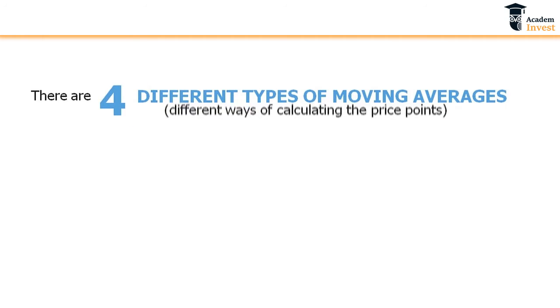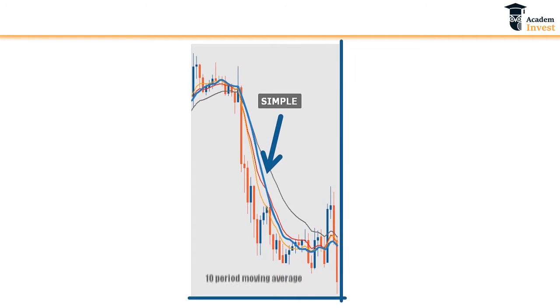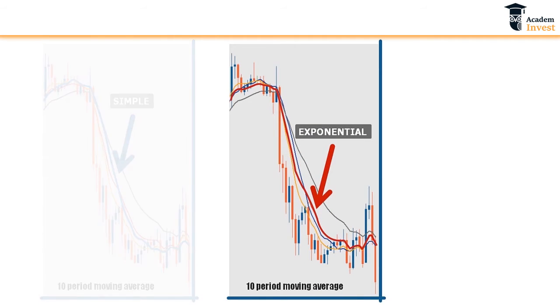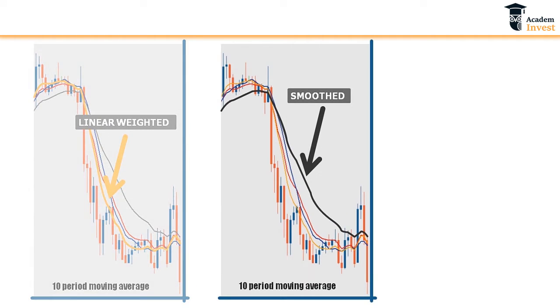There are 4 different types of moving averages that have slightly different ways of calculating the price points. The simple moving average, for example, places equal emphasis on each closing price from each period. Others put more weight on the most recent data points, such as the exponential moving average, the linear weighted moving average, and the smoothed moving average.